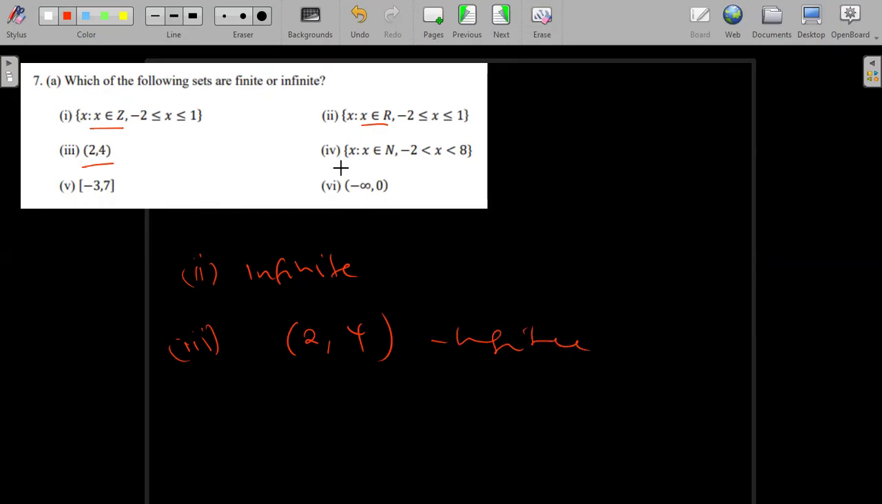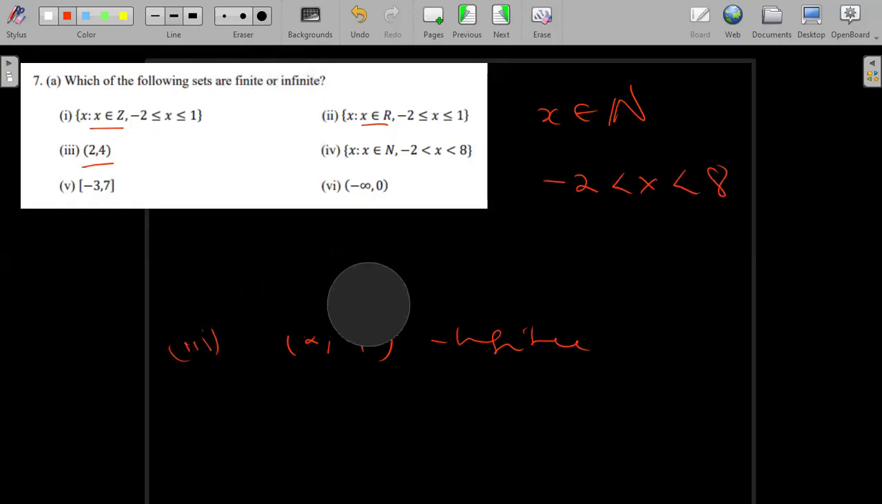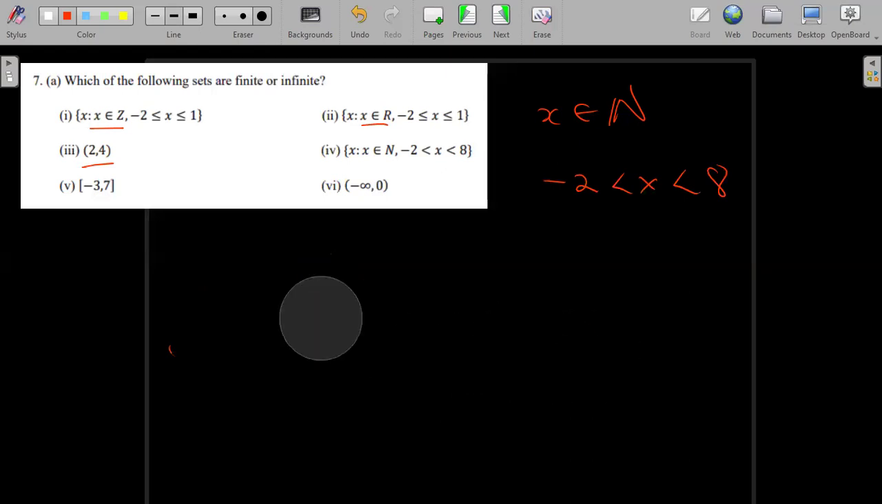Then I have question 4. So question 4, the condition is, it's a set of X such that X is a natural number. X is a member of the natural numbers. And they're telling me that X is in between -2 and 8. So now, the natural numbers that are there, I can actually count.